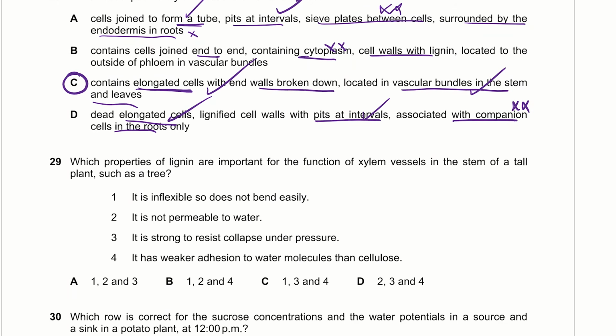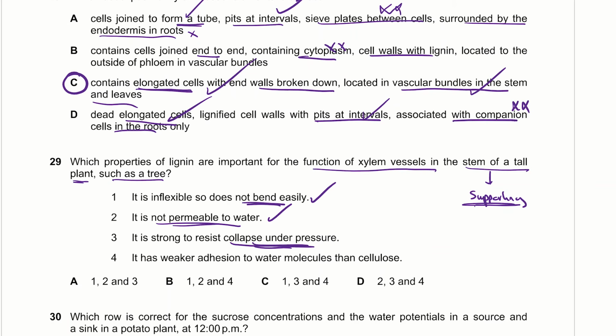Question number 29. Which properties of lignin are important for the function of xylem vessels in the stem of a tall plant, such as a tree? So here the question is asking about supporting functions of lignin. Now 1. It is inflexible, so does not bend easily. Yes, this is correct because it's one of the supporting functions. For 2. It is not permeable to water. Also, this contributes to the support, so this is correct, and it is actually impermeable to water. 3. It is strong to resist collapse under pressure. This is also a supporting function.